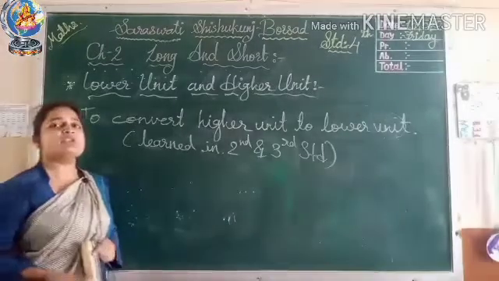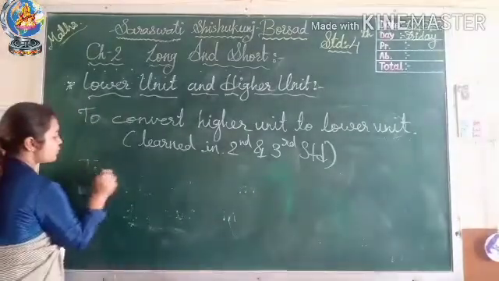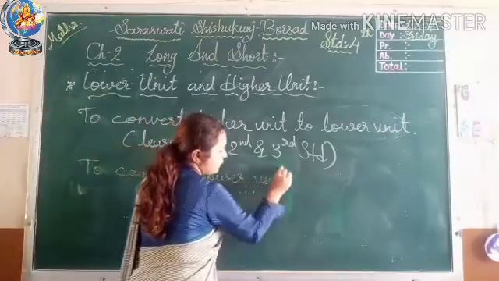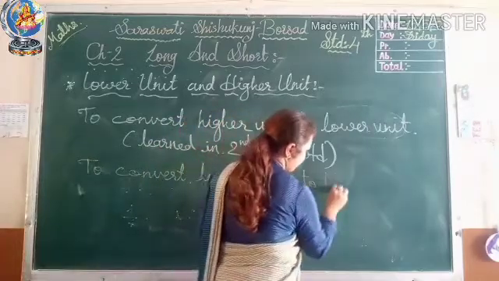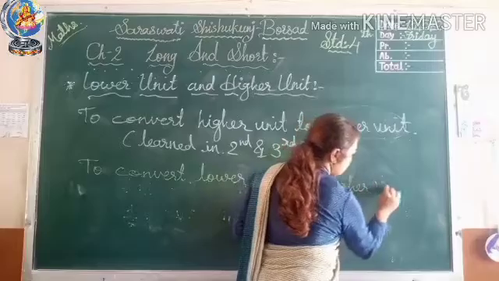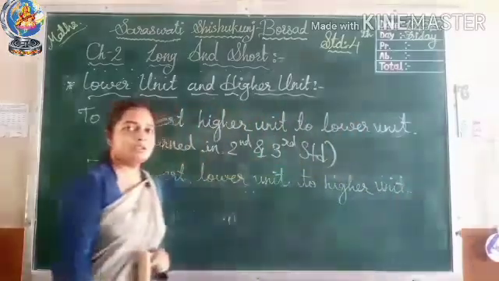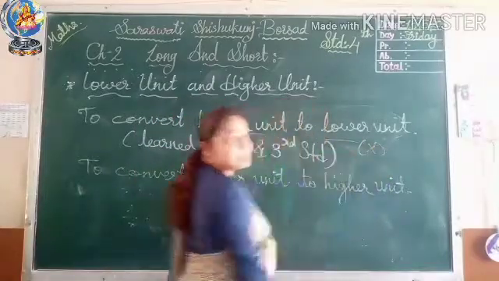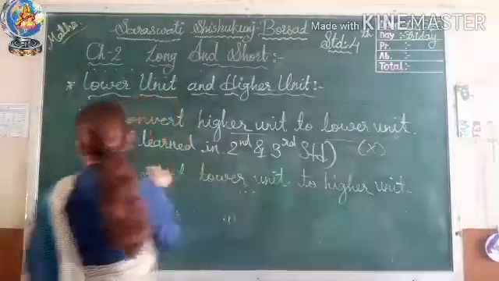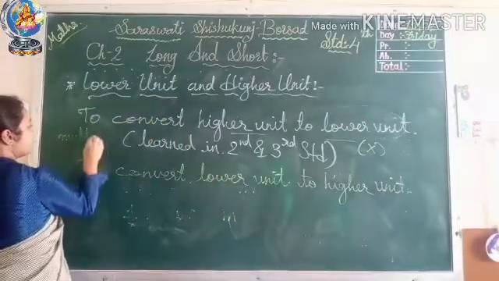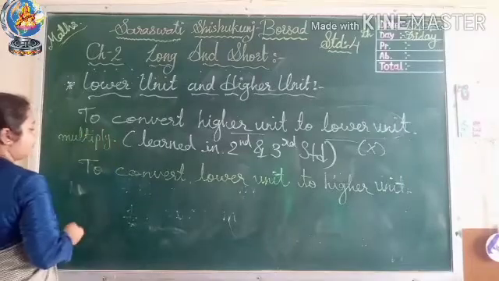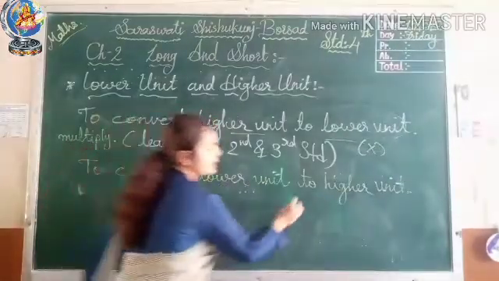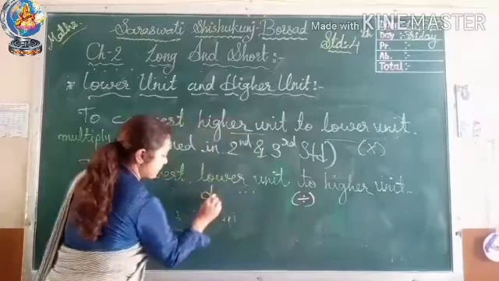The new thing which you are going to learn now is to convert lower unit to higher unit. Fine. When you go from higher to lower, at that time you have to do multiplications. Okay? It means you have to multiply. And when you convert lower unit to higher unit, at that time you have to do divisions.